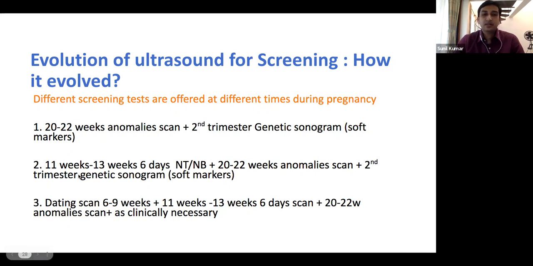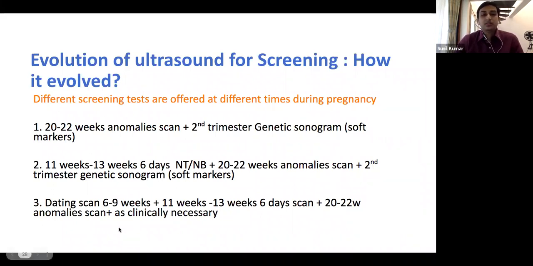Later on, Kypros said that we can prepone the scanning to between 11 weeks to 13 weeks, 6 days, and assess nuchal translucency and nasal bone, that is NTNB. This was followed by one more scan at 20 to 22 weeks for anomalies, that is morphology, and along with that, we can evaluate some soft markers for genetic abnormalities.